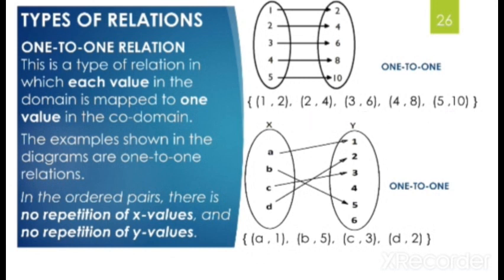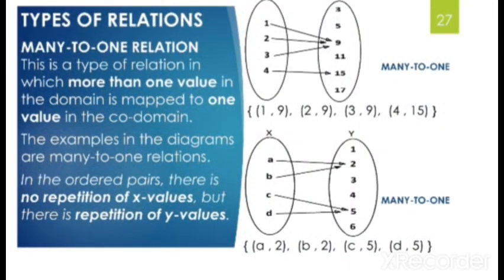And at the same time, you have to make sure that none of the y values is repeating. The y values are the second numbers in each bracket. So, in that same example, we have 2, 4, 6, 8, and 10. None of these is repeating. And the same thing can be said of the second example. So that is what we look out for to be able to determine whether it is a one-to-one relation.